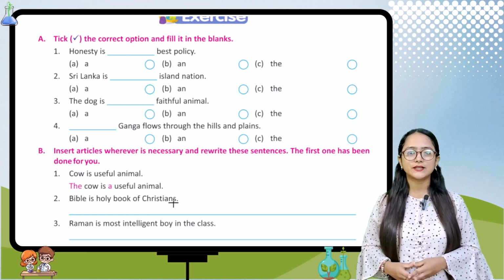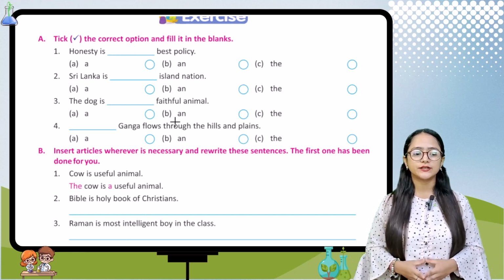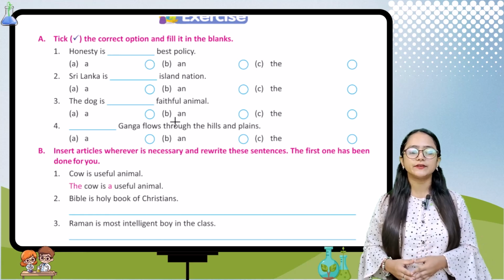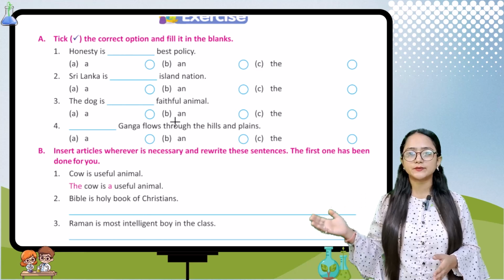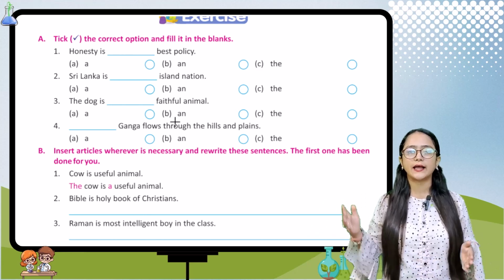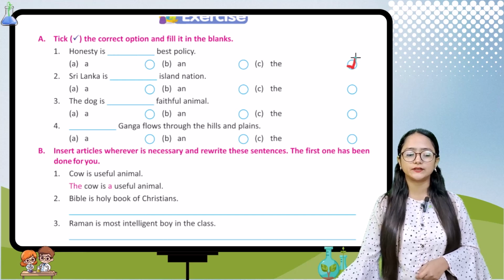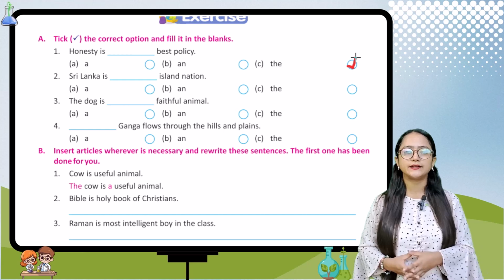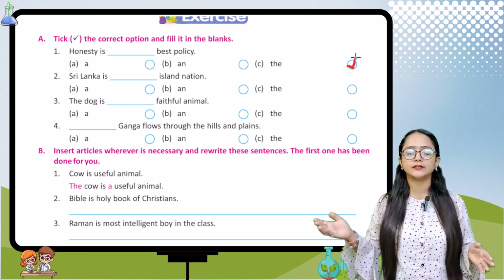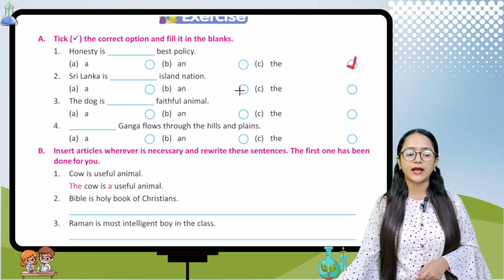So students, now let's move into the exercise part. The first question is tick the correct option and fill in the blanks. First one, honesty is dash best policy. Options are a and the. Honesty is the best policy, so you have to tick the. Next one, Sri Lanka is dash island nation. Options are a and the. Sri Lanka is an island nation, so you have to take an.